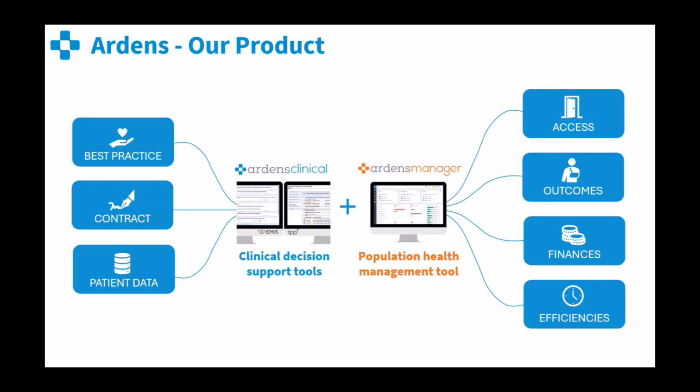But what's really good about Ardens Manager is it allows you to see up-to-date data, and you'll be able to see what's happening in your organisation as part of a practice, but you can also see what's happening across a PCN and what's happening across an ICB. So it's giving you greater visibility and an understanding of what's happening with your population, the health and the care that they may need, and helping you to plan that accordingly as well. So it gives you better access. It allows your patients to have better outcomes because you're on top of what's going on. It can help you to really maximize your finances and improve your efficiencies as well.